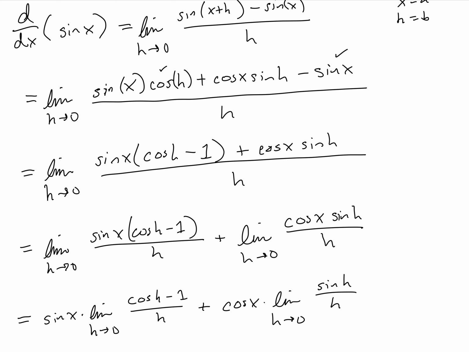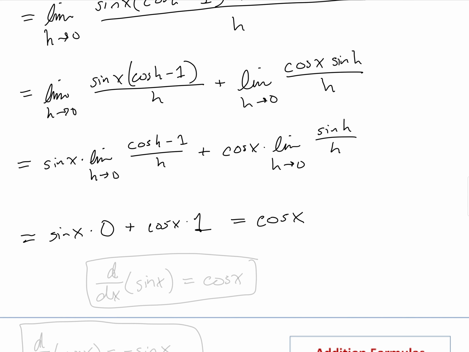And now this is equal to sine of x times the limit as h goes to 0 of cosine of h minus 1 over h, that's what we just found, is 0, plus cosine of x times the limit as h goes to 0 of sine of h over h, which we know is equal to 1. And so we finally had that this is equal to sine of x times 0 is 0, plus cosine of x times 1 is cosine x. So this is cosine x. And we have shown that the derivative with respect to x of sine of x is equal to cosine of x.